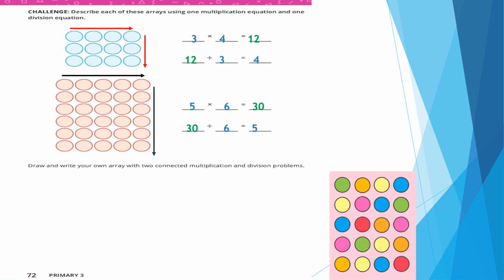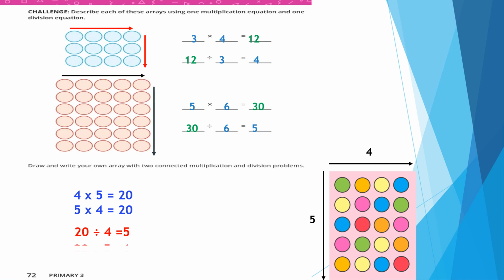The next one, he wants me to draw an array and find the multiplication equation and division equation. Here we have an array. The row contains 4 balls and the column contains 5 balls. So 4 times 5 equals 20. 5 times 4 equals 20. The division equation will be what? We will start with which number? The greatest one. So we will write 20 divided by 4 equals 5, and 20 divided by 5 equals 4.